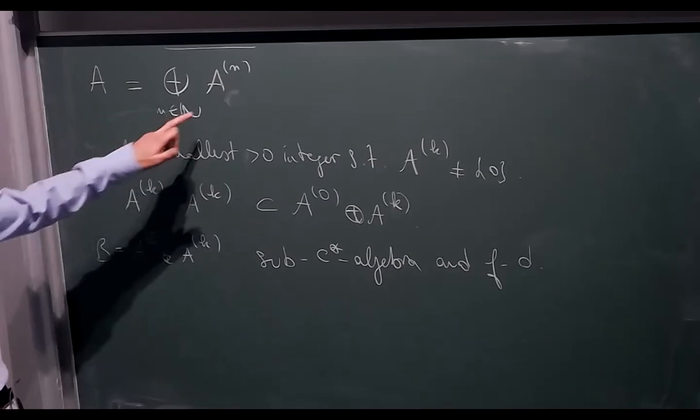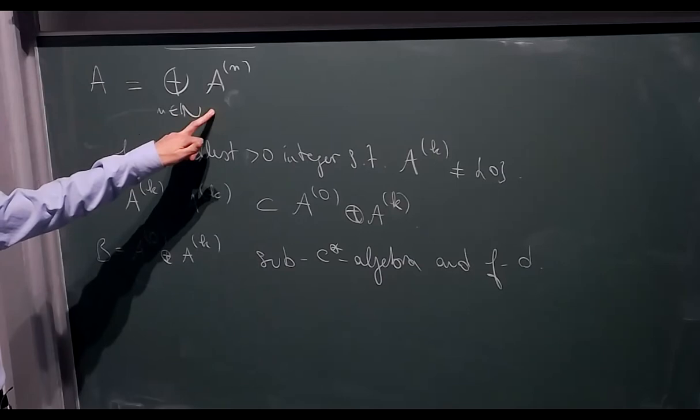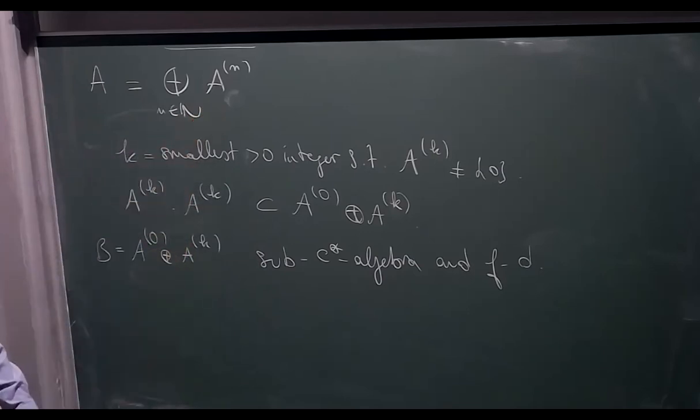This means A is just A0, which is the fixed points. So this means you just have one point and you're acting trivially. So that's how you conclude the proof.